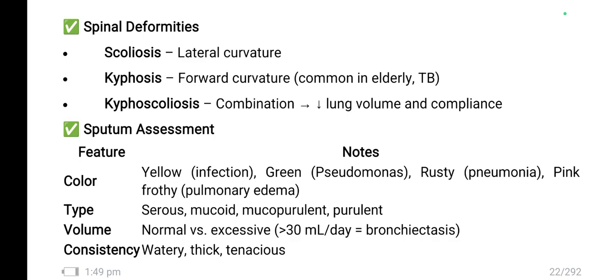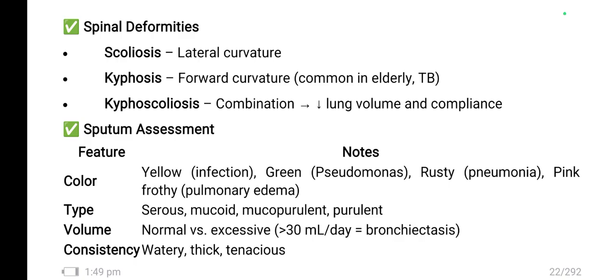Sputum assessment: color, type, volume, consistency, etc. In the color, if it's yellow, then it is infectious. If it's green, Pseudomonas is present. It's a mycobacterium. Rusty, it's pneumonia. Pinkish, frothy, that is pulmonary edema. The type is serous, mucoid, mucopurulent, purulent. Volume: normal, or excessive, that is more than 30 ml per day, as in bronchiectasis.